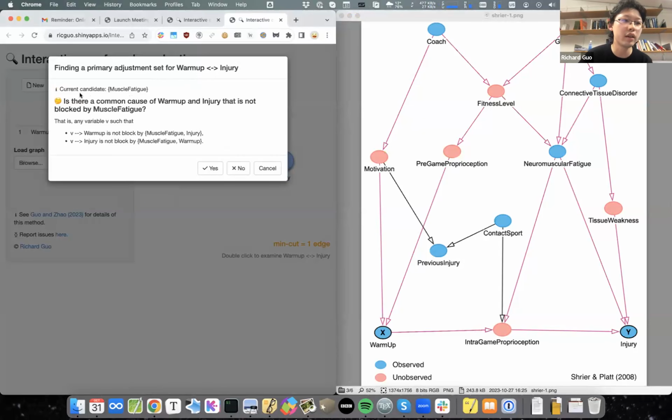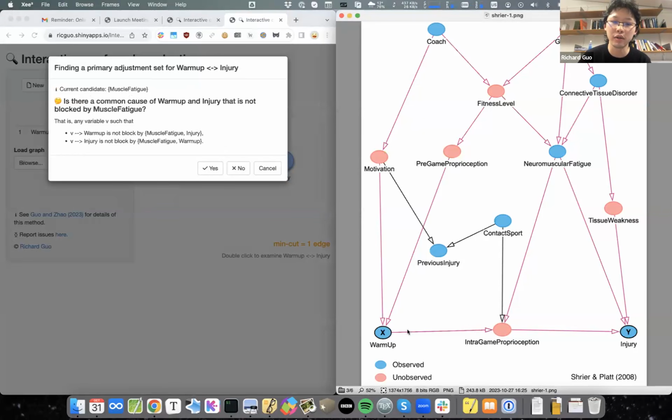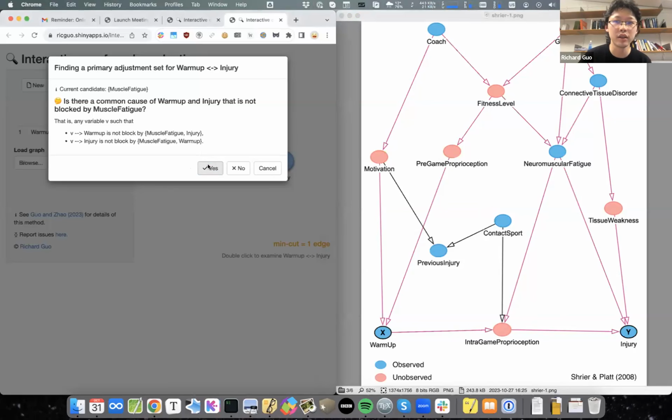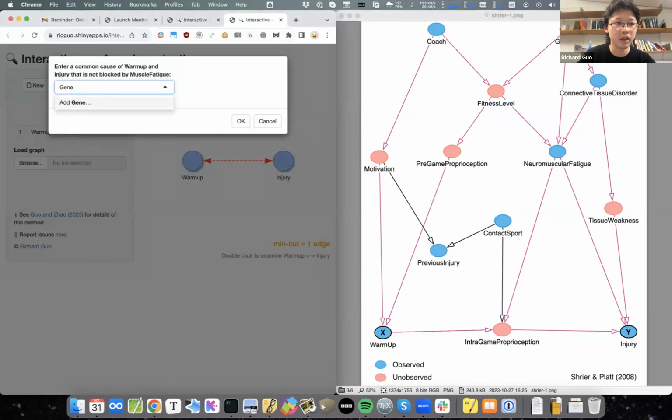Now it asks me again if there's another common cause of warm-up and injury that is not blocked by muscle fatigue. Well, obviously, genetics is another common cause. Genetics affects warm-up through this pathway of unobserved variables, and genetics also affects injury in at least three pathways, this one, that one, and also through the tissue disorder, tissue weakness pathway, and that pathway is not blocked by muscle fatigue. So I say yes. So I key in genetics.